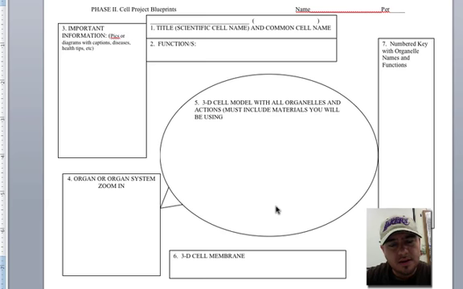And so you're going to build your 3D cell model with all the organelles and actions. We'll talk about that in the next tutorial when you actually start building your cell. But it must include the materials you'll be using. And here we have the cell membrane. We're also going to zoom in. The cell membrane goes around your cell, but we're just going to build a strip of that cell membrane. And over here you'll have the numbered key with organelles, names, and functions.